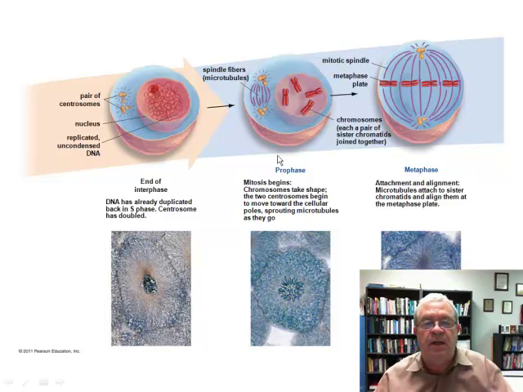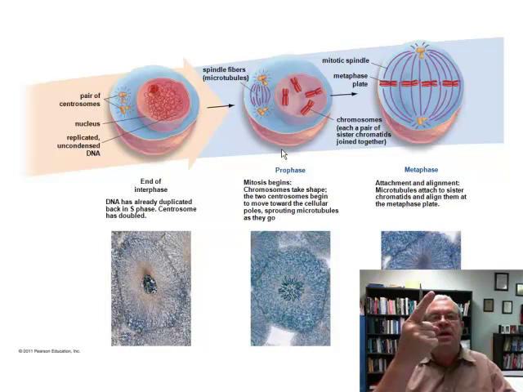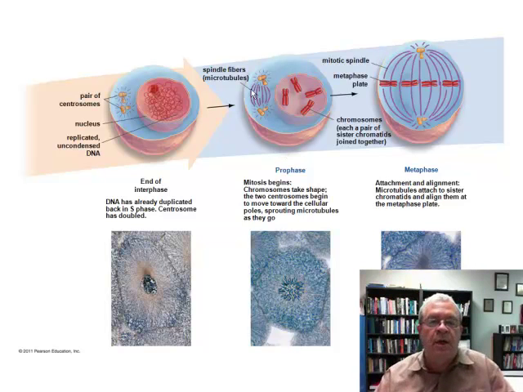You say, I didn't say mitosis. It says prophase. Mitosis is divided into four named phases. Prophase, metaphase, anaphase, telophase. So what happens as a cell transitions from interphase into prophase?